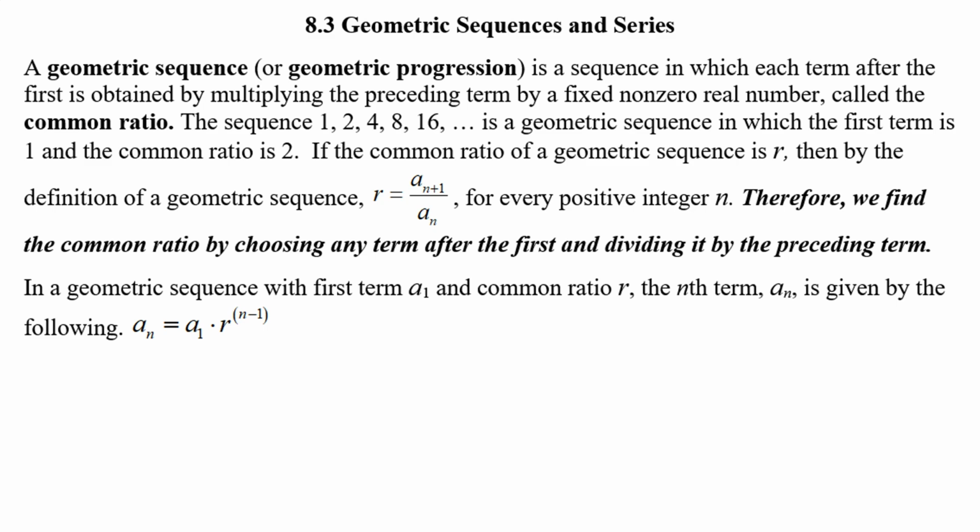In a geometric sequence with first term a sub 1 and common ratio r, the nth term, a sub n, is given by the following: a sub n is equal to a sub 1 times r to the n minus 1 power.